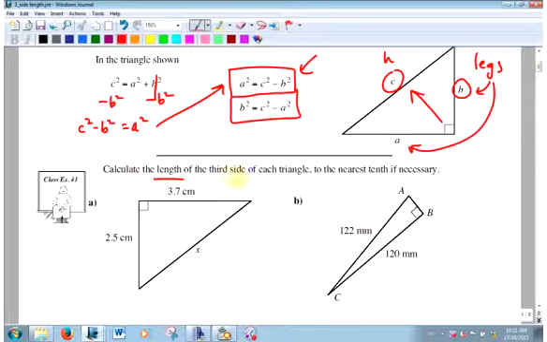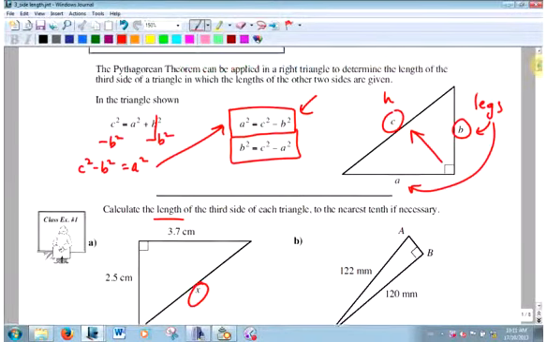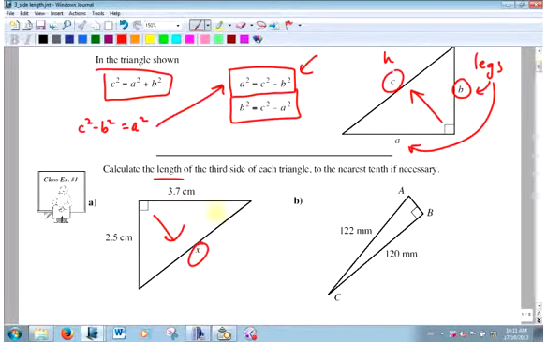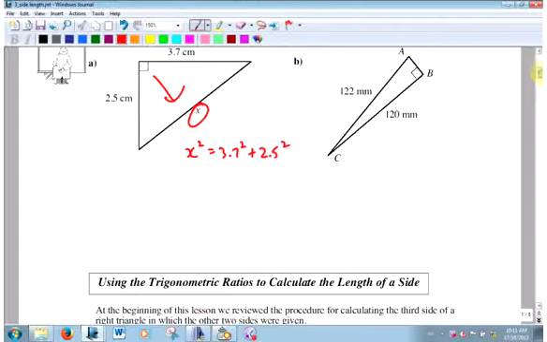So, calculate the length of the third side of the triangle. Well, the one we don't know. Okay? Which is the side we don't know here? Is it a leg or is it a hypotenuse? It's the hypotenuse. So I probably want it in this form. Okay? What's c? It's x. So x squared is, doesn't matter what order these are in. I can go 2.5 squared plus 3.7 squared, or 3.7 squared plus 2.5 squared. Doesn't matter what order. Okay?